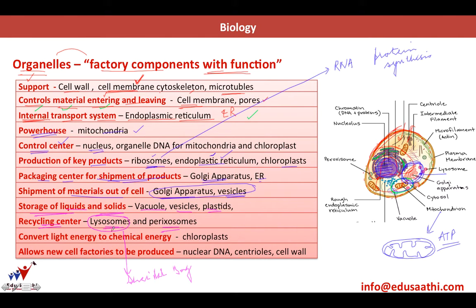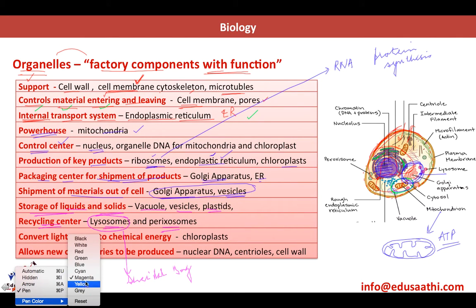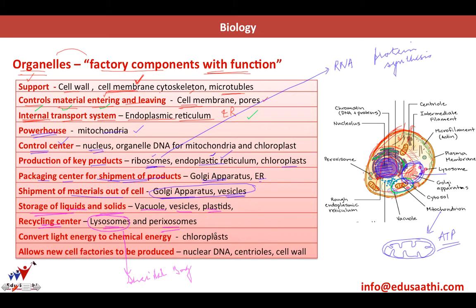Okay. The next one is convert light energy into chemical energy. Chloroplasts are the ones which convert the light energy into the chemical energy. The next one is allows new cell factories to be produced. The nuclear material, which is the DNA, allows the new cell factories to be produced. It helps in the cell division by the process of meiosis and mitosis. The centrioles and the cell wall allow all of these things.